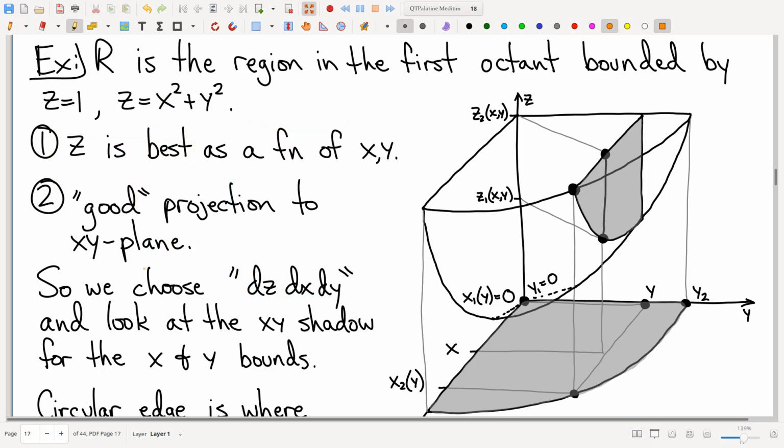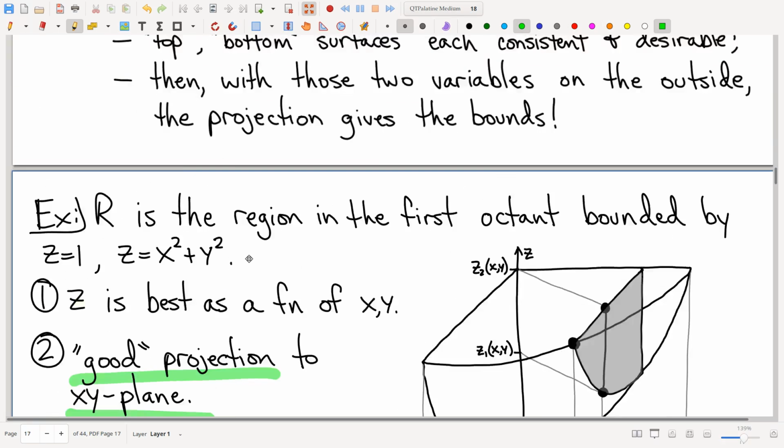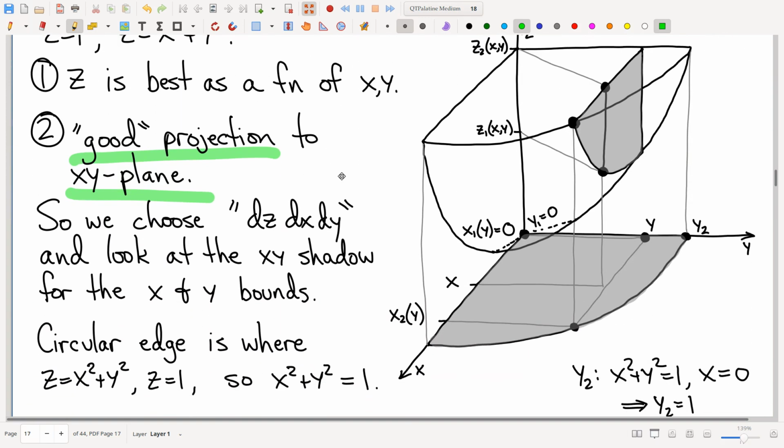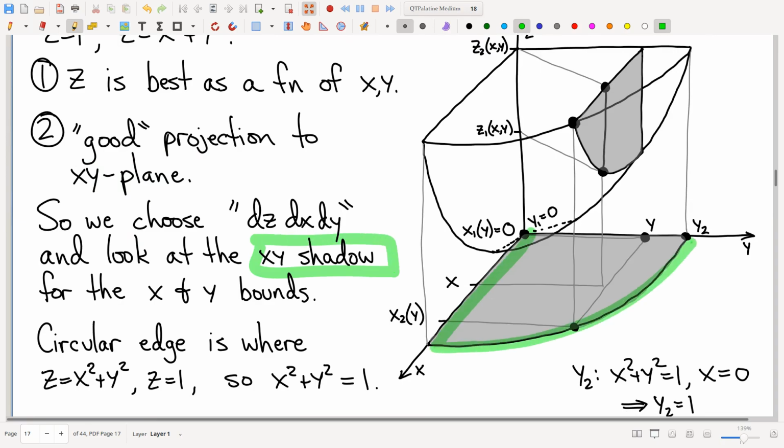All right, so I claim that this sets up what I'm going to call a good projection into the xy plane. And this is what I'm talking about up here. There are various aspects of what qualifies to me as a good projection, and let's go through these one at a time. The shadow is nice. Let's think about the shadow here. In the xy plane, our shadow is this. And that's not so bad. All else being equal, I like rectangles, but this isn't that nice, it's just not that bad.